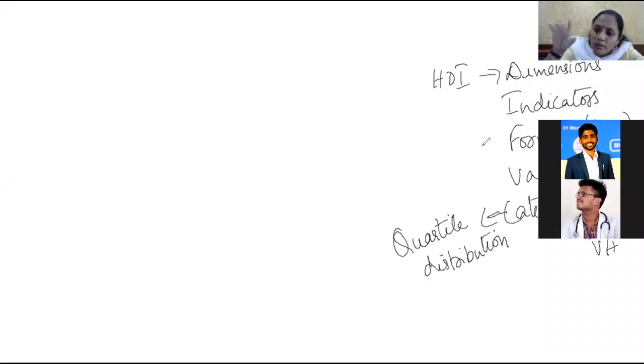Assume that there are 200 countries in the world. I'm saying it for mathematics convenience. Quartile distribution means I have to divide it into 4 equal groups. So I will divide them into 50, 100, 150, 200.